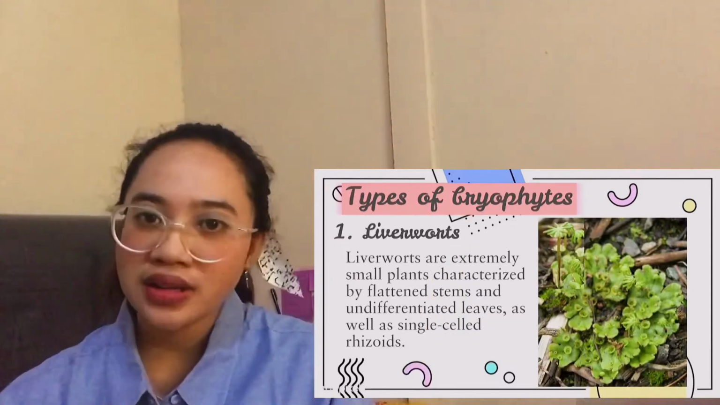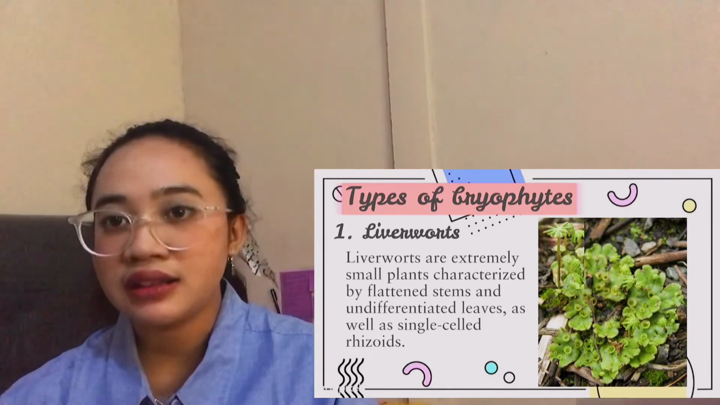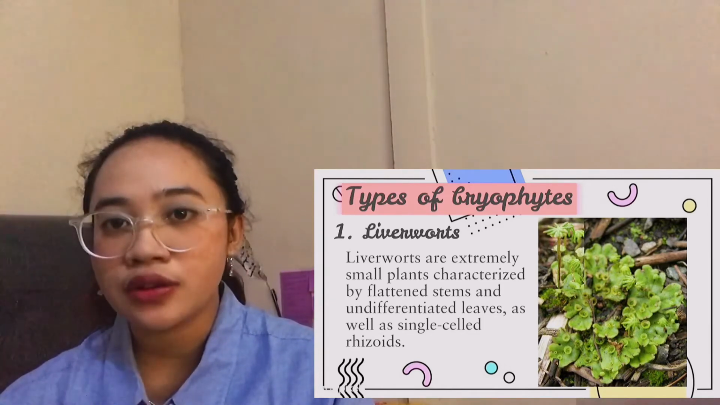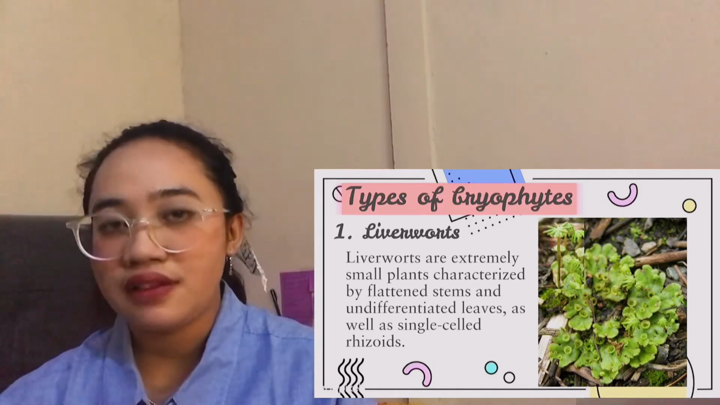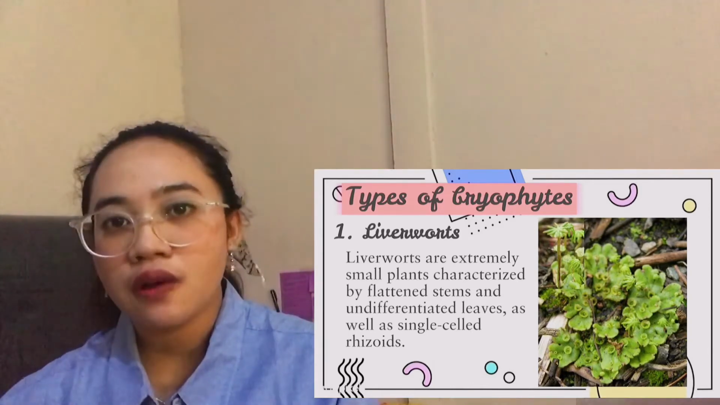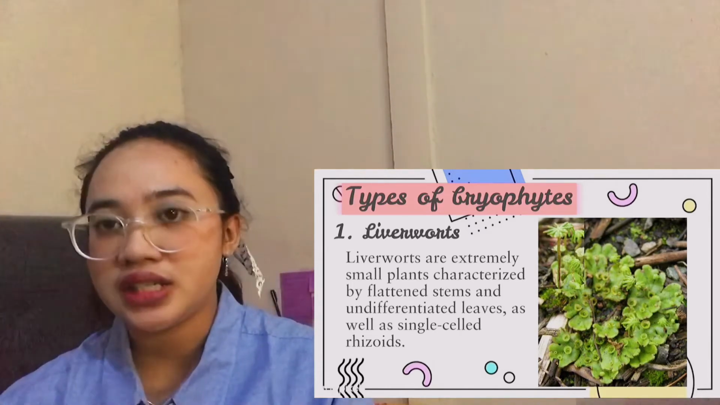The last one is bryophyte examples. There are three main types of bryophyte, consisting of the liverworts, mosses, and hornworts, each of which encompasses several hundred different species.